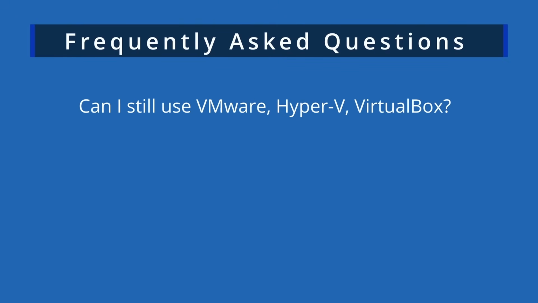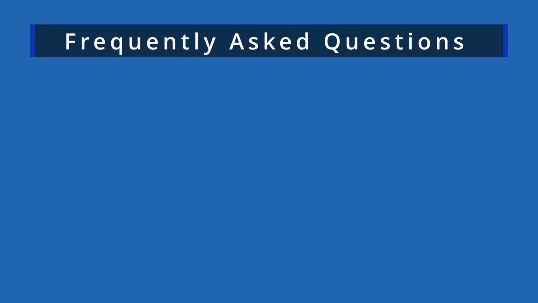Can I still use virtualization software like VMware, Hyper-V or VirtualBox to run virtual machines? Yes, absolutely. Your OS will be running on your native hardware. You just need to ensure your virtual disk is big enough to host the virtual machines. Alternatively, you can host them on a separate disk which is formatted with a regular Windows partition.